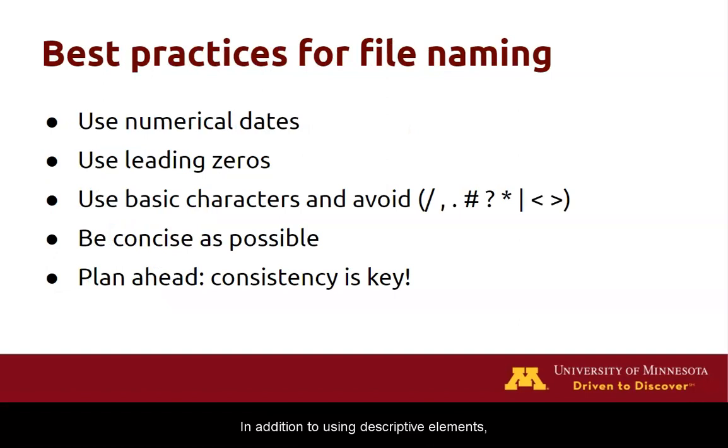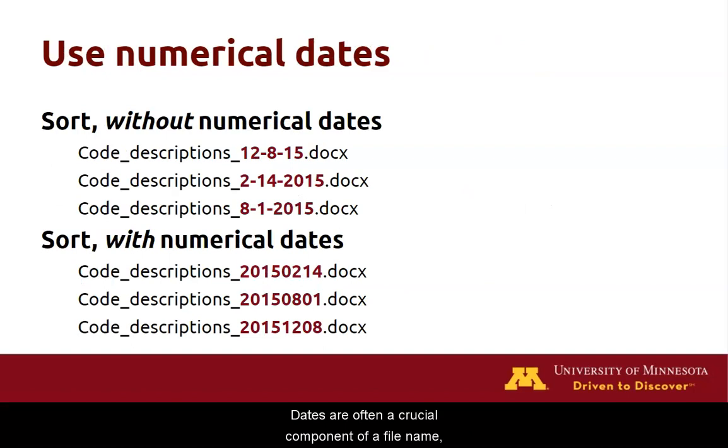In addition to using descriptive elements, there are some best practices to keep in mind. We'll cover each of these items and why you should use them, starting with numerical dates. Dates are often a crucial component of a file name, but it matters which format you use, because the computer sees these as numbers, not as dates. As you can see in the top example, when you use a month, day, year format, the file system sorts these by tens first, so that January, October, November, and December will be sorted first, and then February, and so on. If you use a year, month, day format, this will always sort in chronological order.